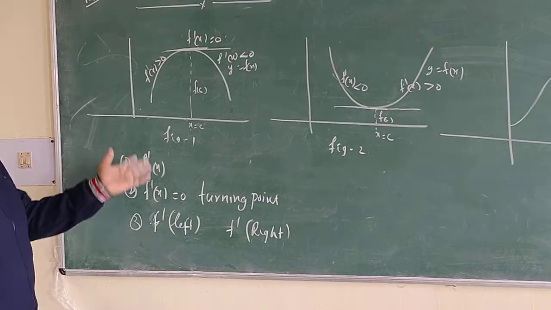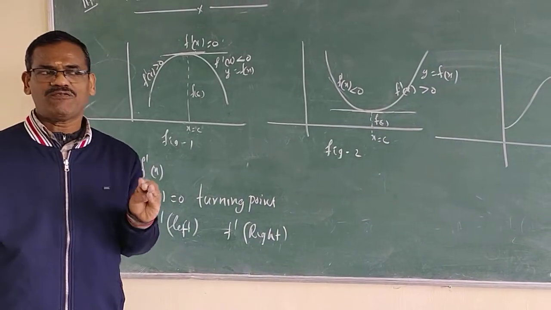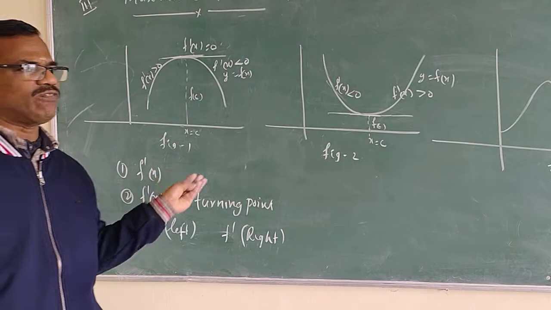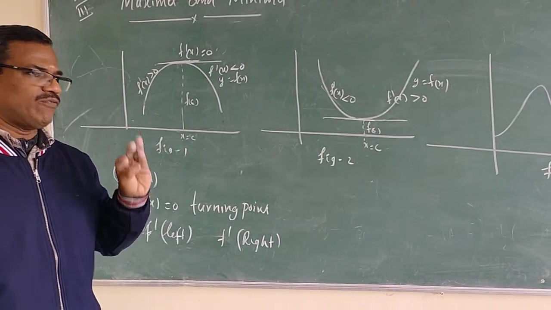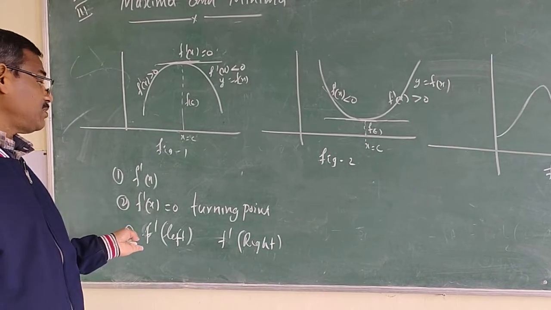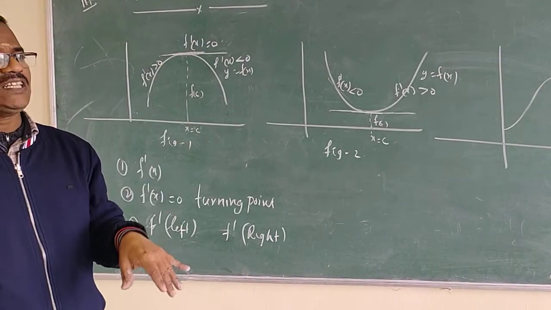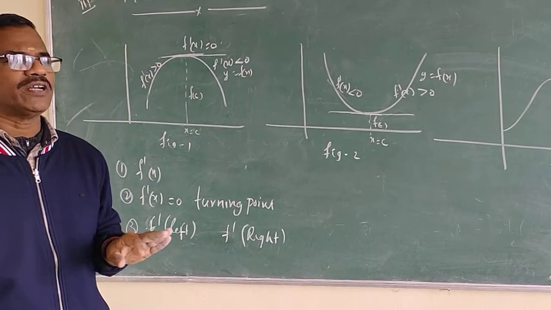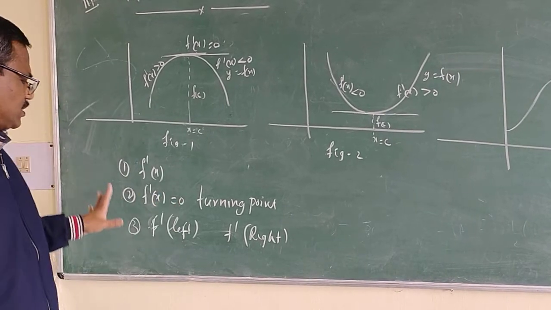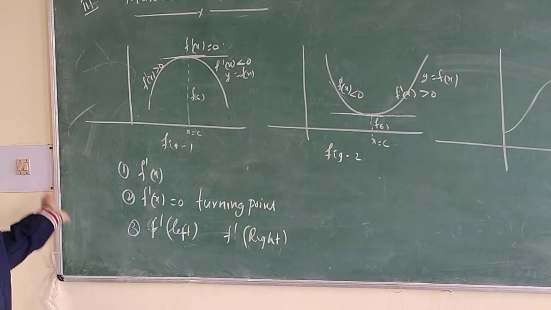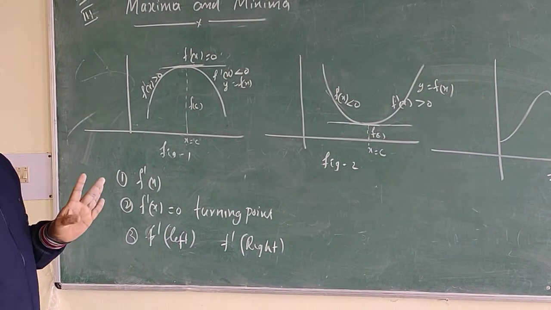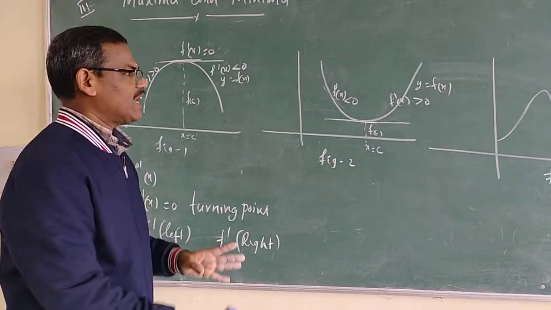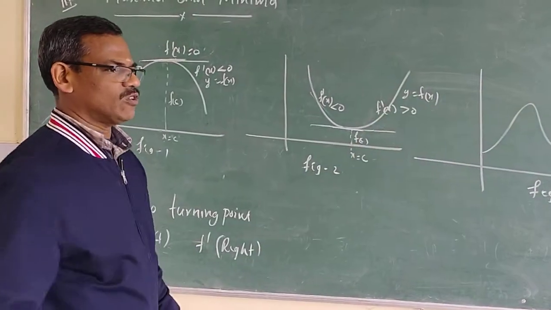f dash left and f dash right. If f dash left is positive and f dash right is negative, the point is a maxima. If f dash left is negative and f dash right is positive, the turning point is a minima. That is the way we find out. And if it does not change sign, if left and right are both the same, then it is called a point of inflection.